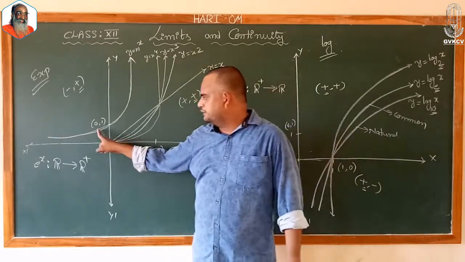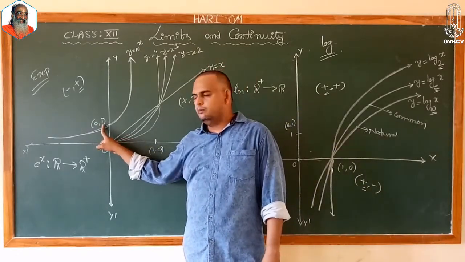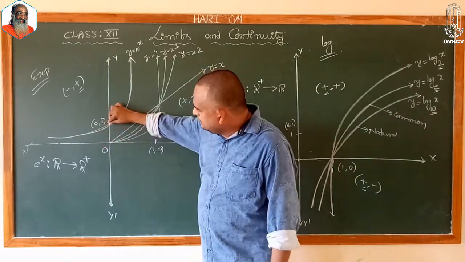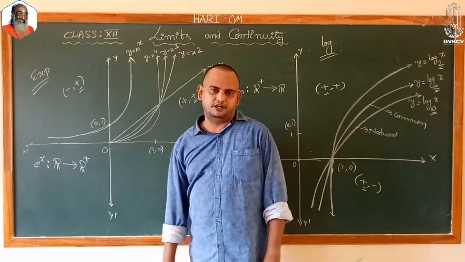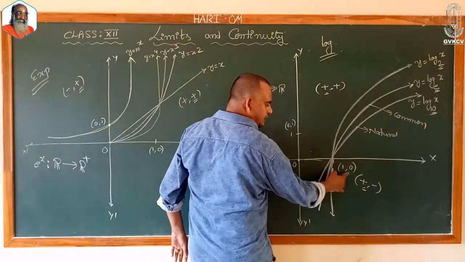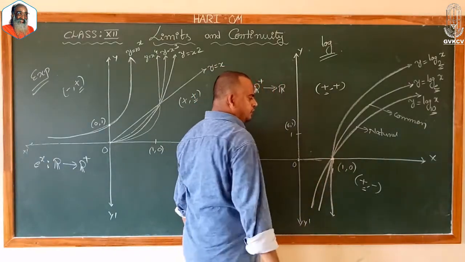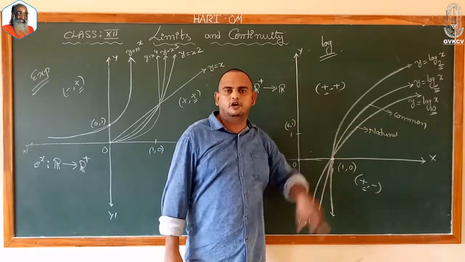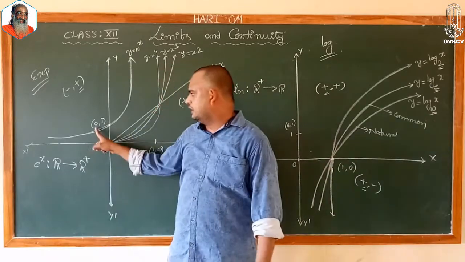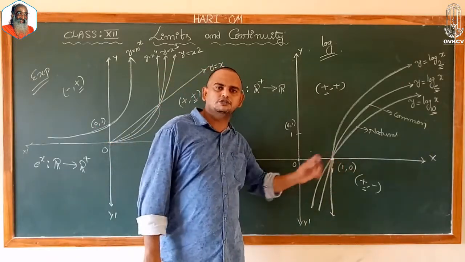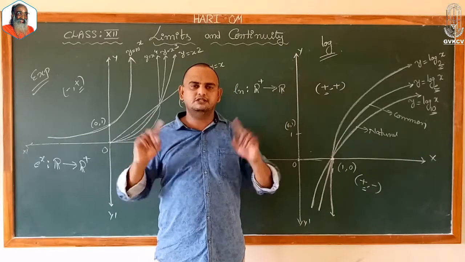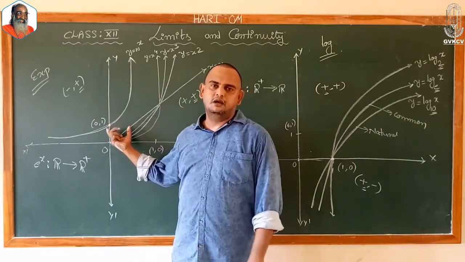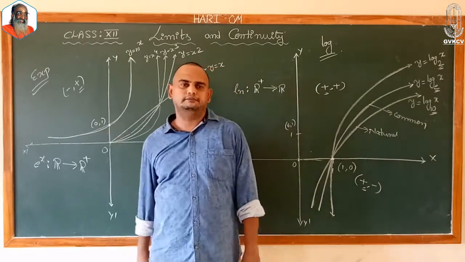As we know that in exponential form, the point 0 comma 1 lies on the graph of exponential function. Here the point 1 comma 0 lies on the graph of logarithmic function. Here 0 comma 1 point, here 1 comma 0 point. These are the differences you need to observe. This is the graph of logarithmic function and this is the graph of exponential function.